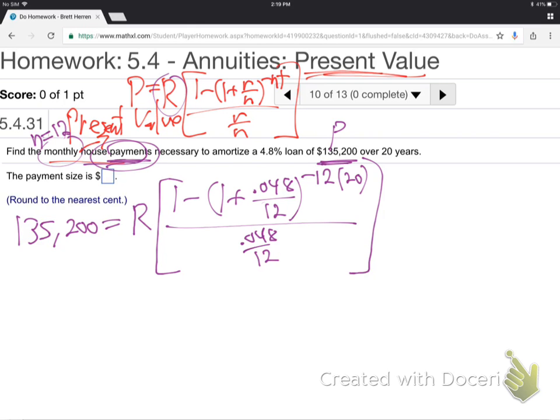So there we go. We want to solve for R, the payment. What kind of payment will kill that loan over 20 years? Will kill that pile of debt. So how are we going to solve for R there? We're going to divide by that whole gigantic bracketed thing, aren't we? So divide by.